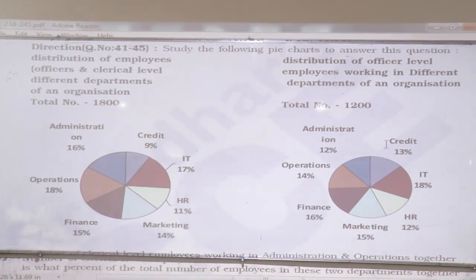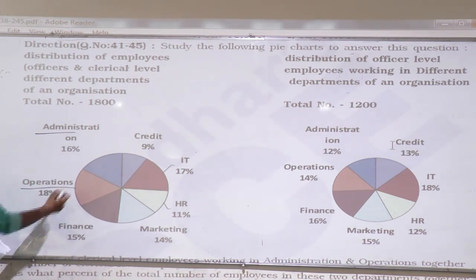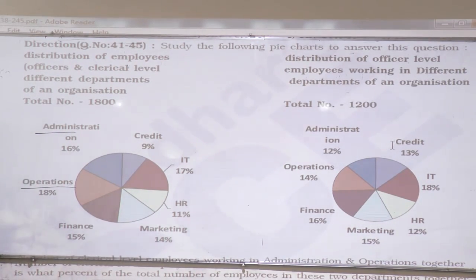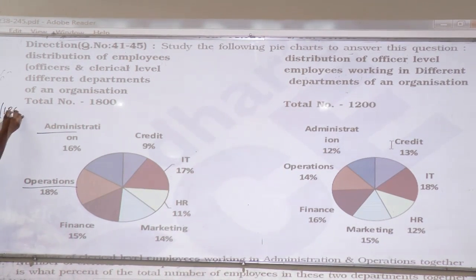Number of clerical level employees working in administration and operations together is what percent of the total number of employees in these two departments together? This is about administration and then operations. So together how much percent do we have? 34. So 34% of 1800.